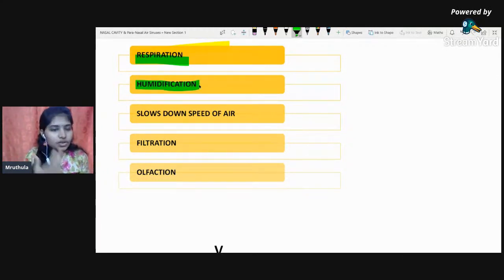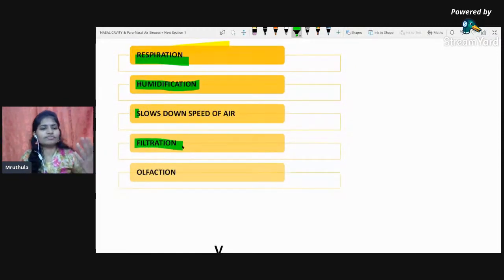And how can this humidification occur? Humidification is simply adding moisture. Moisture is added when there is some serous or mucino-serous secretion in the nasal cavity. So what secretes such things? The nasal epithelium, the lining epithelium. The lining epithelium helps in the secretion, and this secretion adds moisture to the air. That's how humidification occurs. And the other function is filtration.